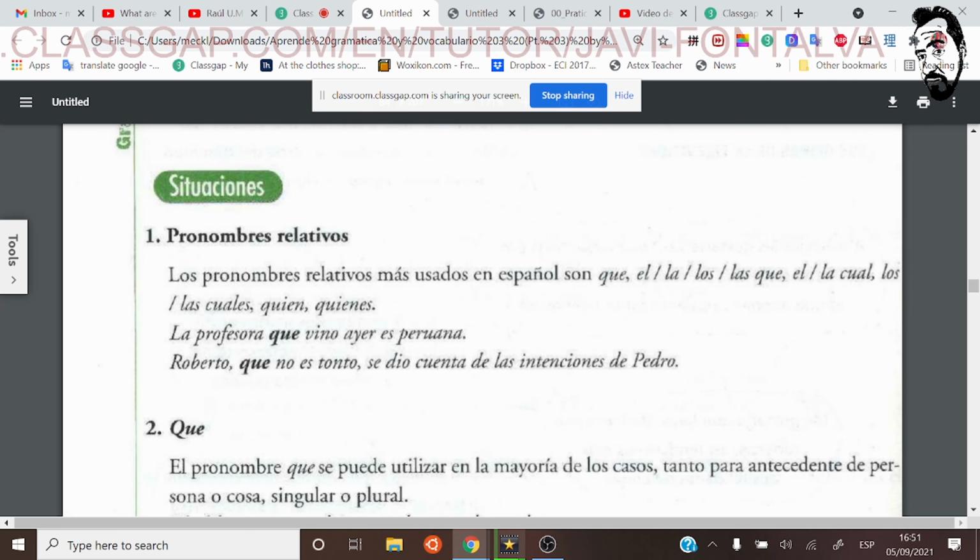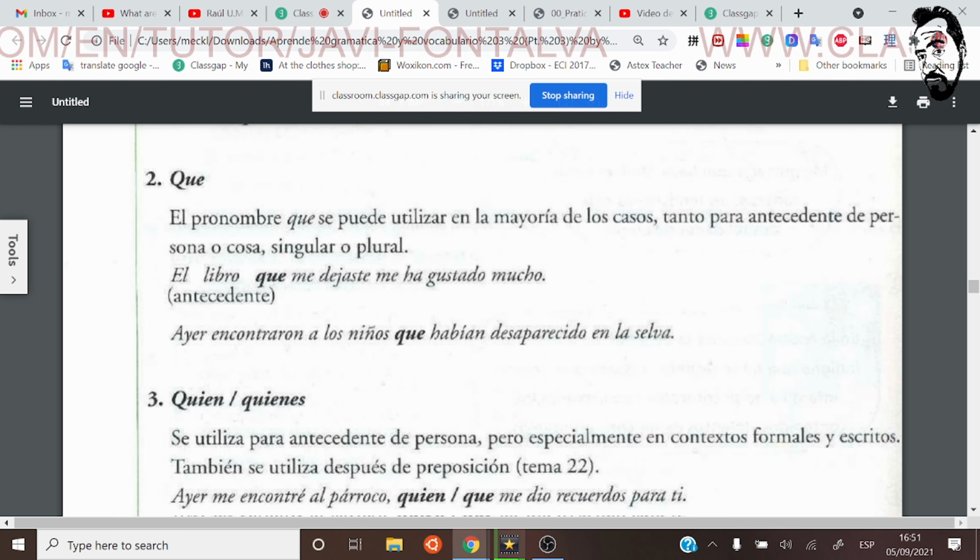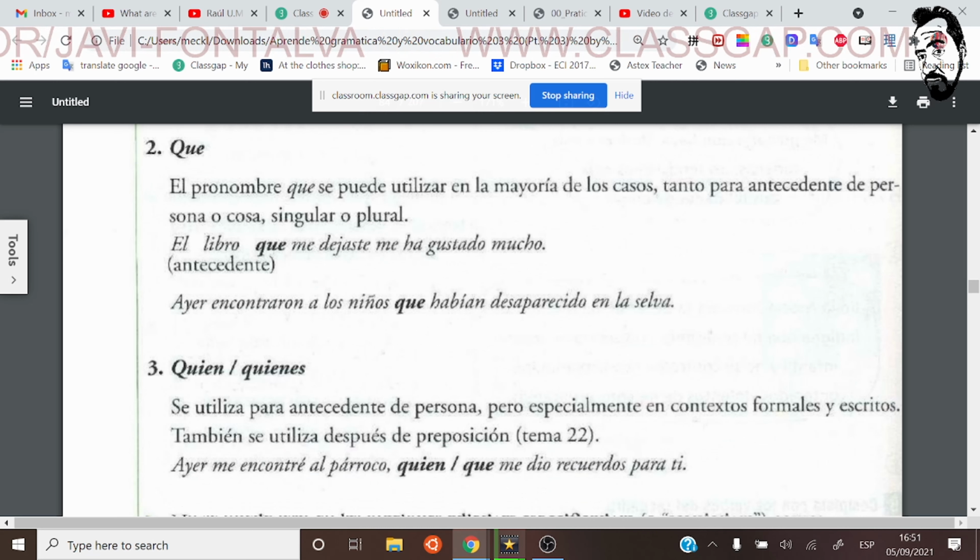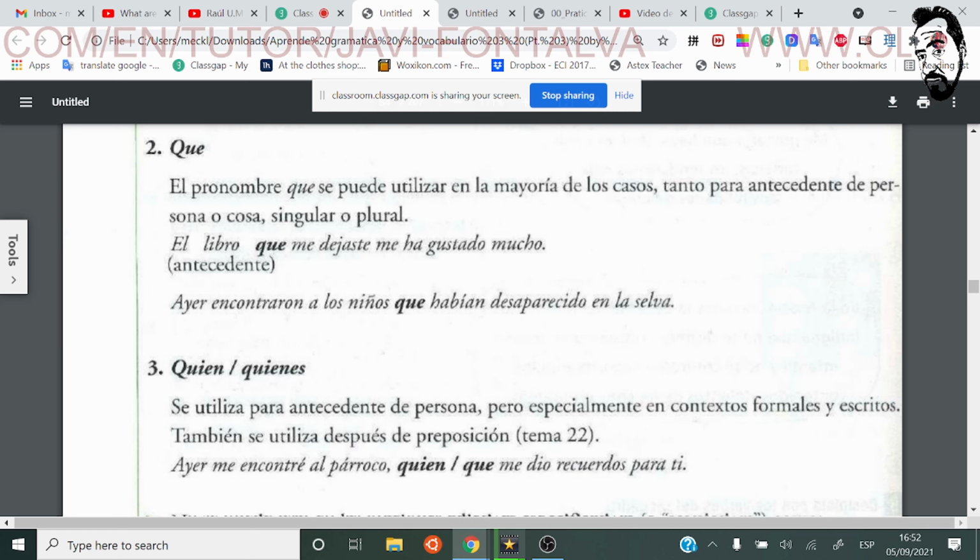Okay, let's get started with que. Okay, so we use this basically. This is the most common one. So basically this means that. So, ayer encontraron a los niños que habían desaparecido en la selva. So, yesterday children were found that had disappeared in the jungle.